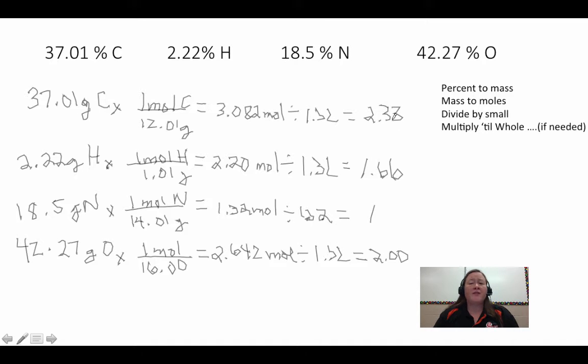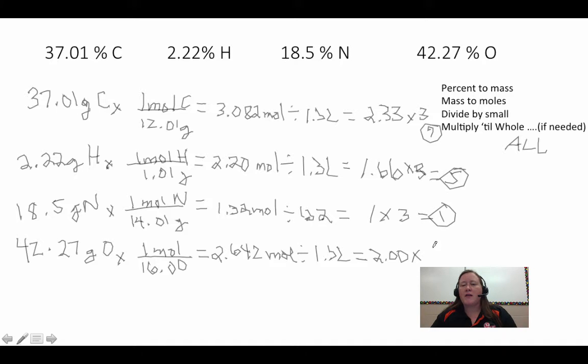If your number is about 1/3 or 2/3, you're going to multiply by 3. And the thing is, you have to multiply everything by 3, all of them by 3. If it was 0.5, you would multiply by 2. So here, multiply this by 3, and I get 7. When I multiply this by 3, I get 5. When I multiply this by 3, I get 1. And when I multiply this by 3, I get 6. So the formula of this substance is C7H5NO.